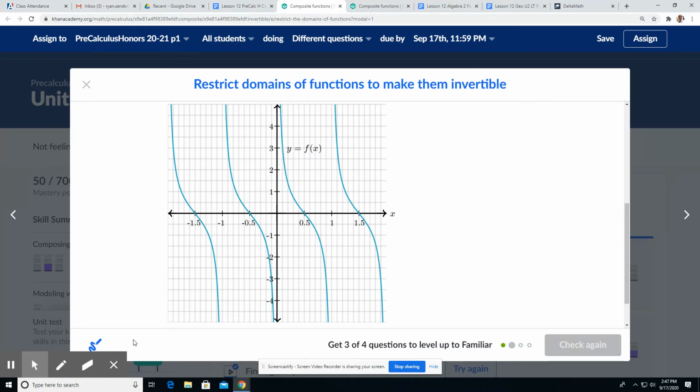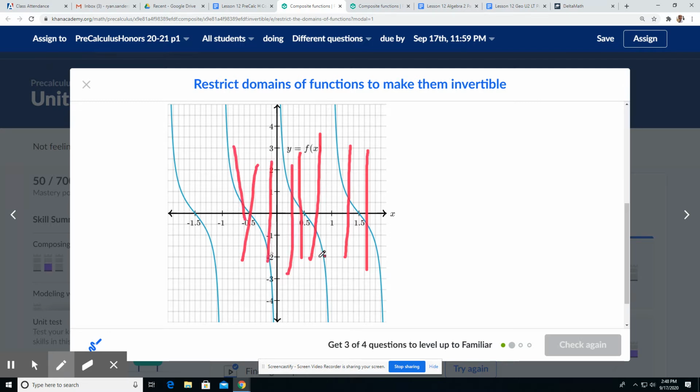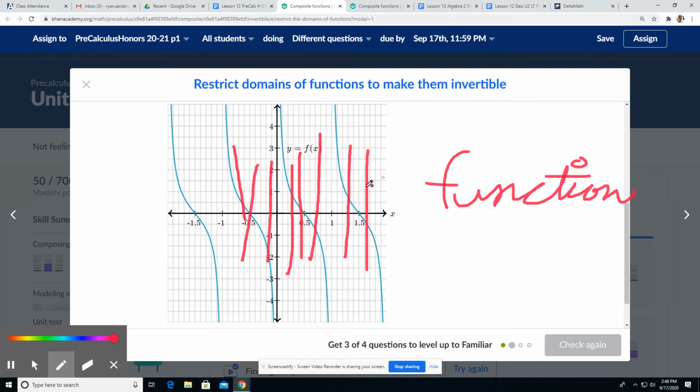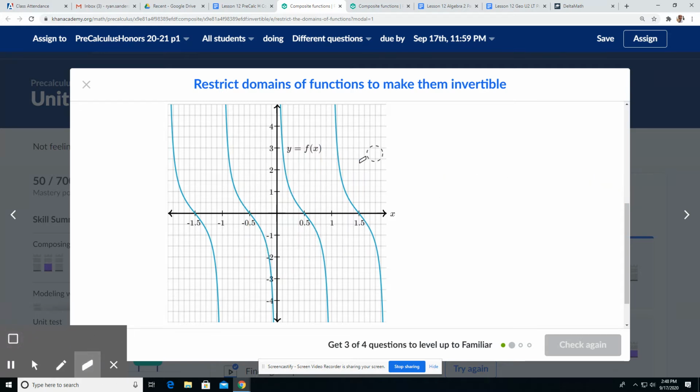Well, this does pass a vertical line test. No matter how I draw these lines vertically, it's only going to hit the graph once. So it is a function. So yes, it is a function. So it is a function there because it passes the vertical line test, but it does not pass the horizontal line test. So we have to restrict the domain.